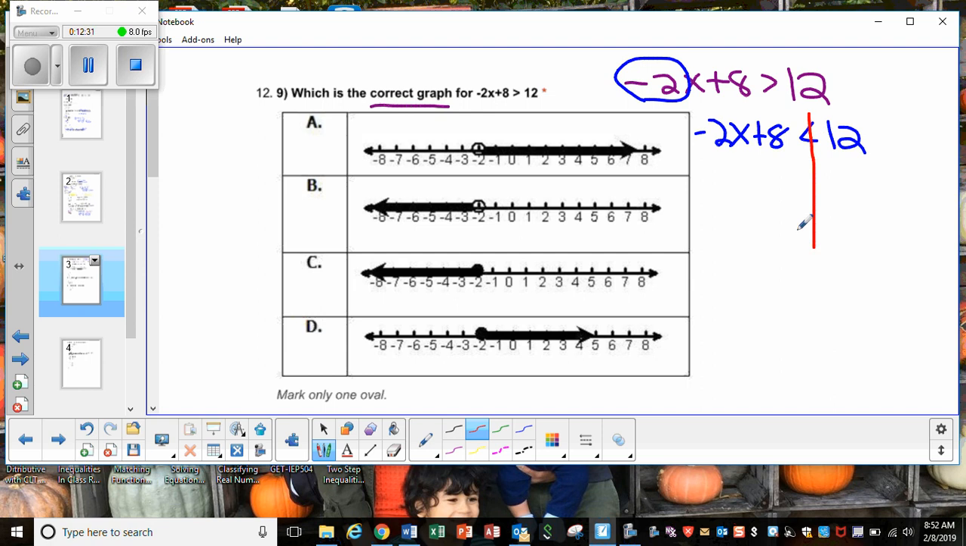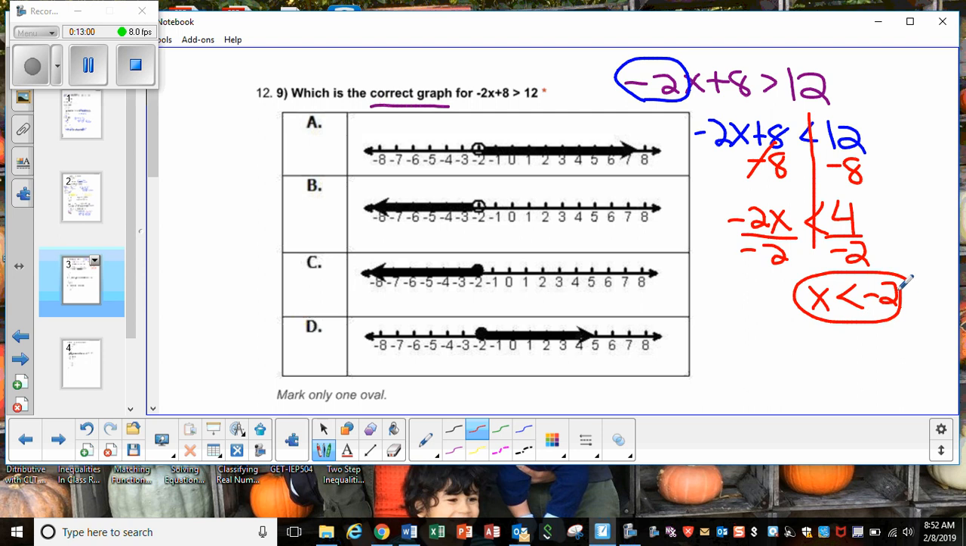So you drop the bar. You want to get x by itself. So you're going to subtract 8 on each side. So now 12 minus 8 is 4. Bring down the less than, bring down the -2x. We still want to isolate x, so it's -2 times x. So we're going to do the opposite of multiplication, which is divide each side by -2. So x is by itself, less than is the inequality symbol, and 4 divided by -2 is -2. So x must be less than -2.